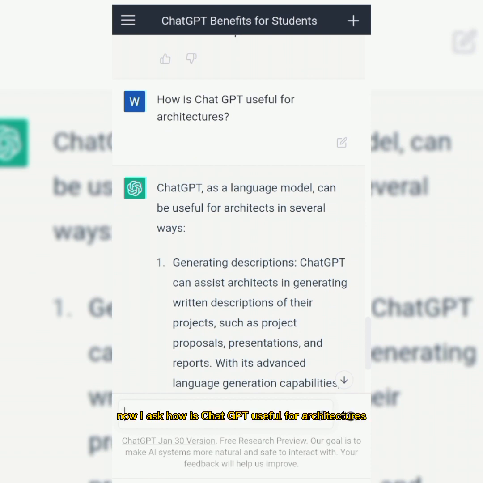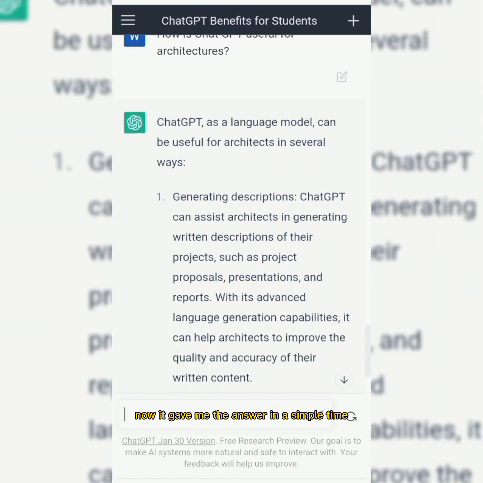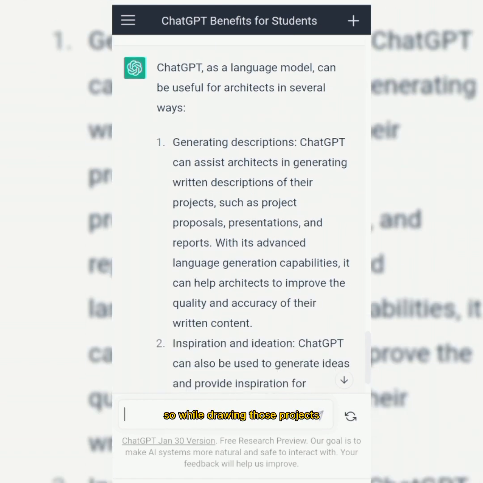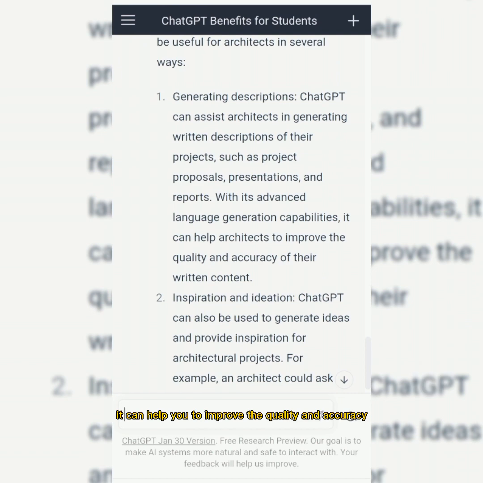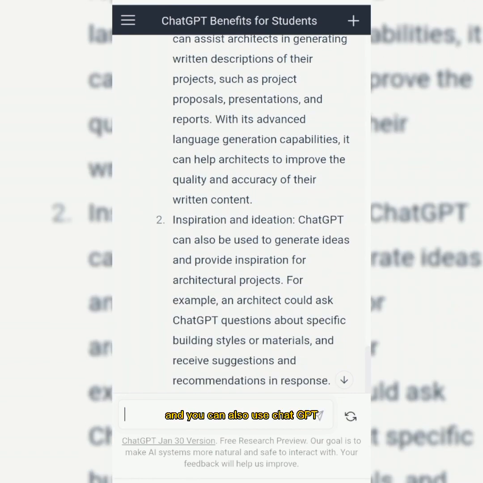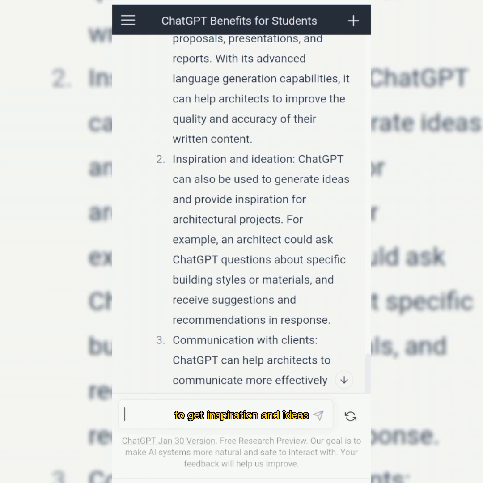Now, I asked how is ChatGPT useful for architects? It gave me the answer in simple terms: you can use it to generate descriptions. While drawing up project proposal presentations, it can help you improve the quality and accuracy of your written content. And you can also use ChatGPT to get inspiration and ideas.